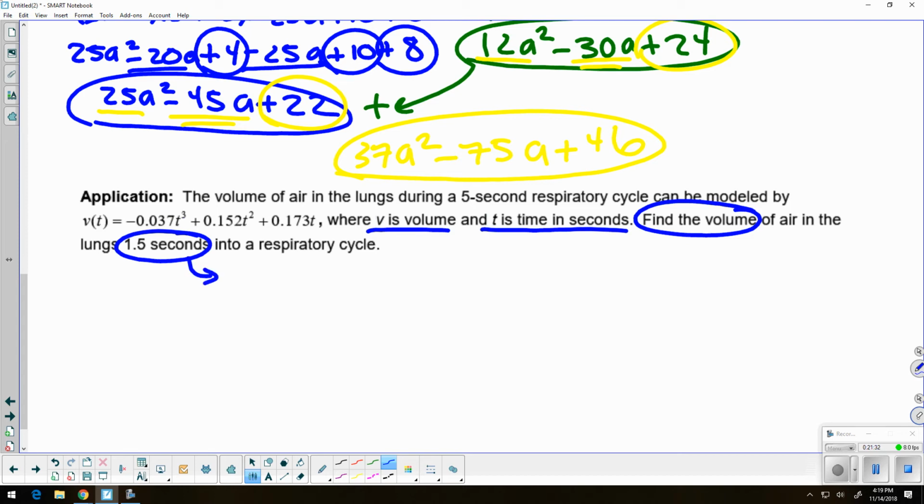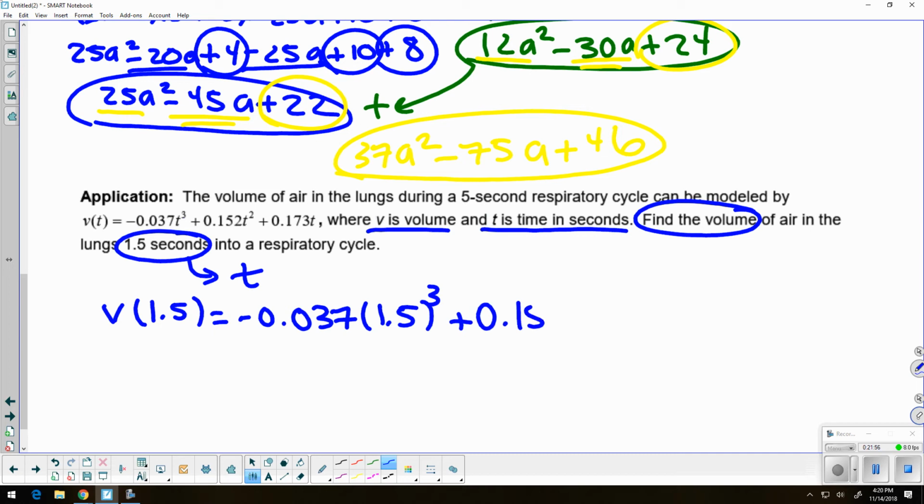1.5 is a time in seconds, that's your time. So just plug in 1.5 everywhere you see a t. You're basically trying to find V of 1.5. So negative 0.037 times 1.5 cubed plus 0.152 times 1.5 squared, and then plus 0.173 times 1.5. Obviously we've got calculators to help us.